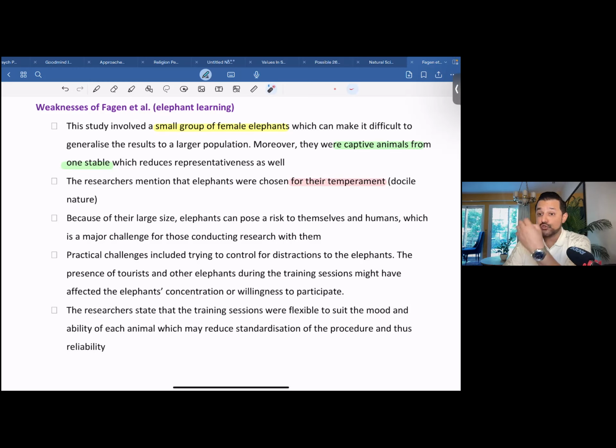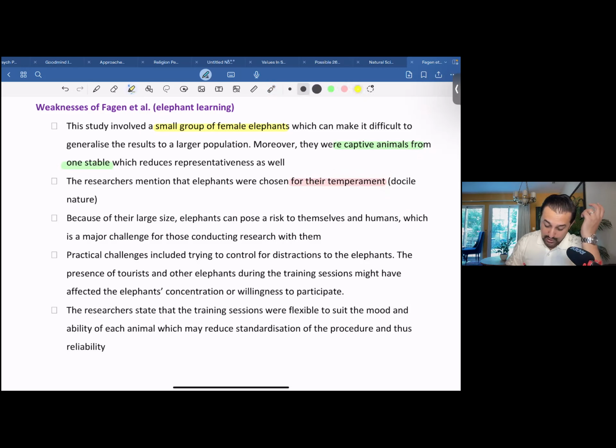So if you're choosing animals who are more cooperative, more calm, more docile, don't you think the findings of this research might not be applicable to animals who are not docile, who are not calm? So the researcher mentions that elephants were chosen for their temperament, and also the availability of the mahouts. I hope you guys get the second disadvantage.